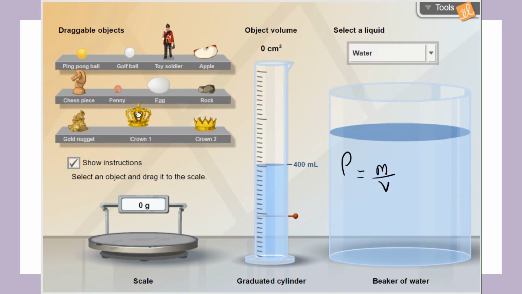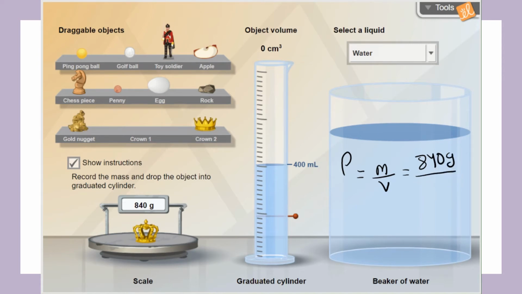I will be choosing the crown. So as you can see, I need to find the mass and the volume of the crown. I have a digital balance right here and I have a graduated cylinder. First, I will be putting the crown on the digital balance to find its mass. You can see that its mass is 840 grams. So 840 grams, this is the mass.